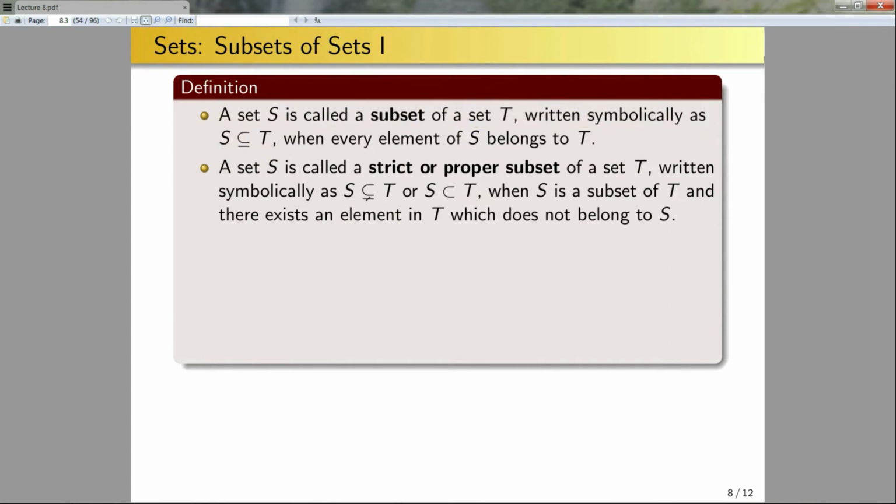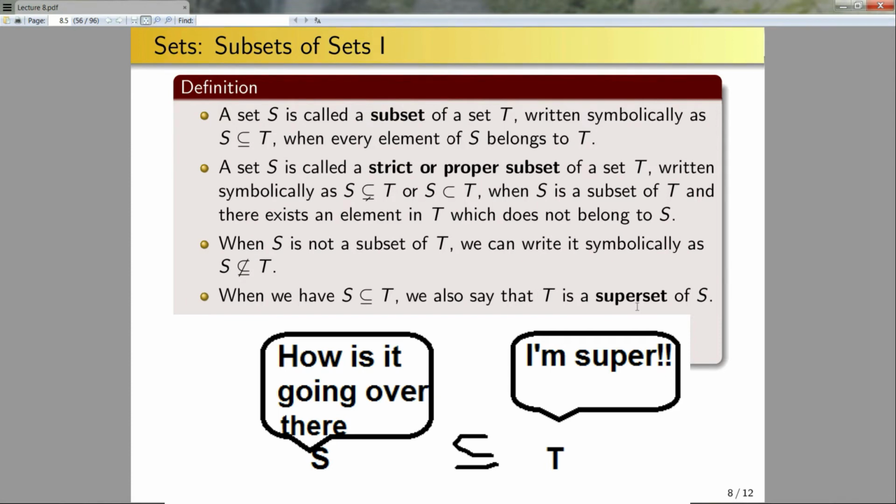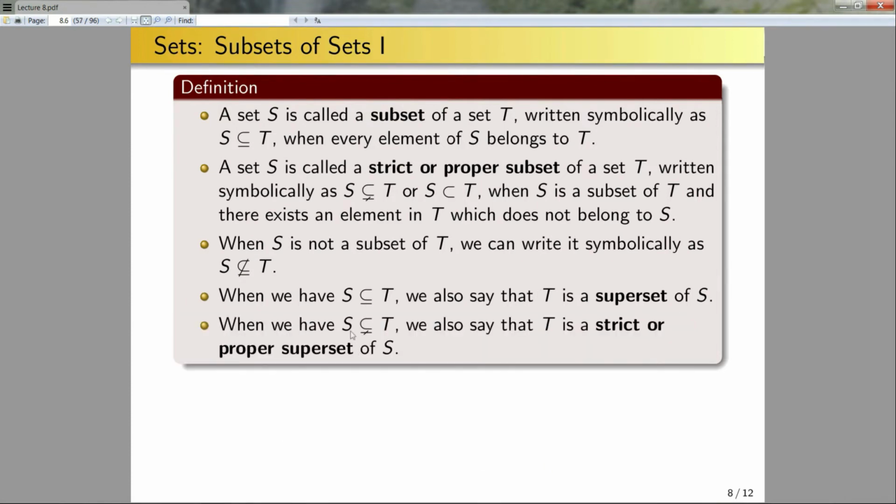So if you want an analogy, the first case is where I have, say, A is less than or equal to B, and the second case is where I have A is less than B. But do keep in mind that what I just said is simply an analogy. Now we can further define some stuff. When S is not a subset of T, we can write it symbolically as S ⊄ T. And when S is a subset of T, we say that T is a superset of S. Finally, when S is a proper subset of T, we can say that T is a strict or proper superset of S.